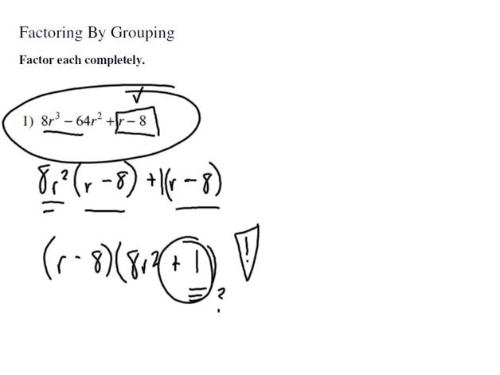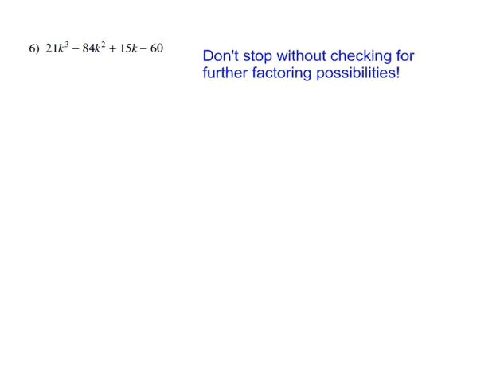All right, let's look into a further step when it comes to this. Number 6. Now I'm going to continue modeling, showing you greatest common factors in my pairs, and then explain what this "don't stop without checking for further factoring possibilities" means. In the first two monomials, I have k squared that I can take out, and also 21. I know that 21 times 4 is 84. So that's going to be k minus 4.